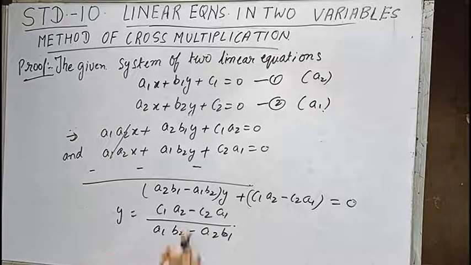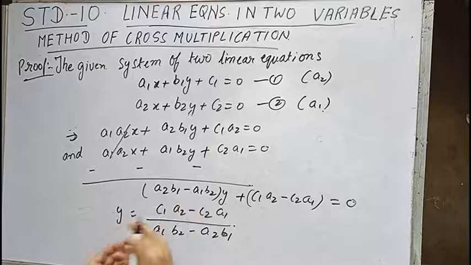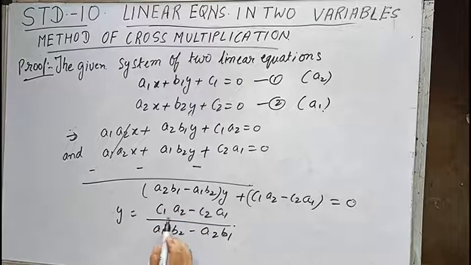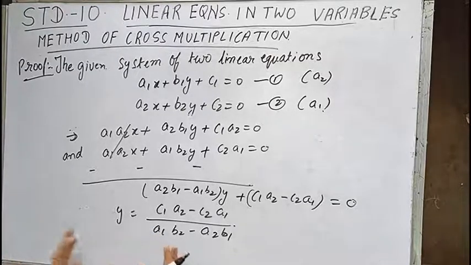What I have done, children, is that I have changed the place of this sign so that this minus sign could be transferred over there. So 1 2 2 1, 1 2 2 1. So we got the value of x and y as we have discussed. So the proof completes here.